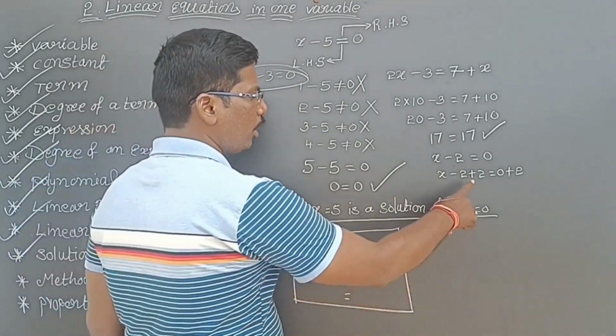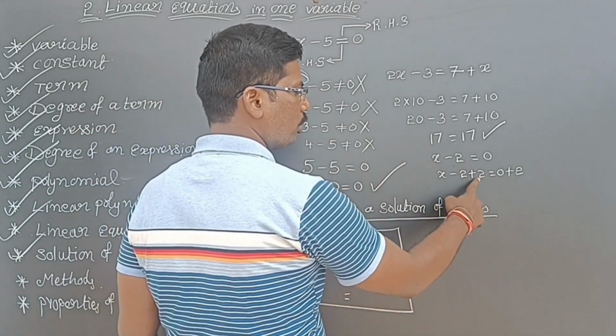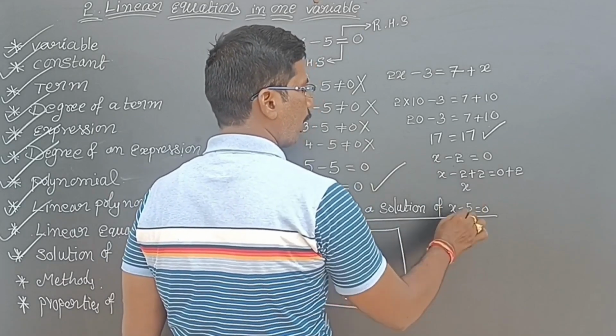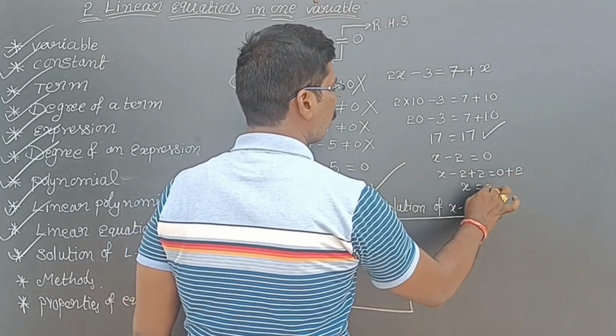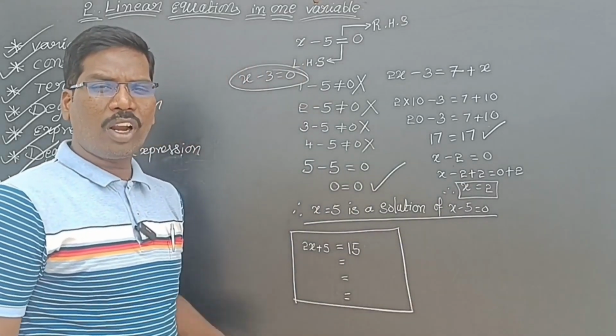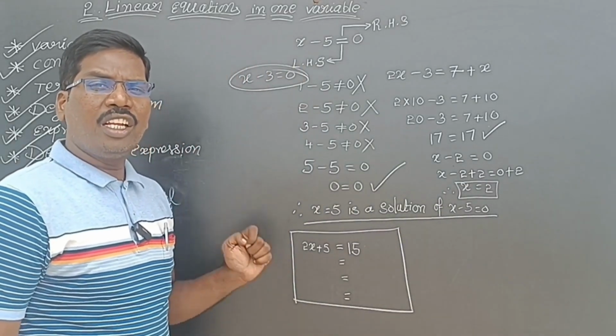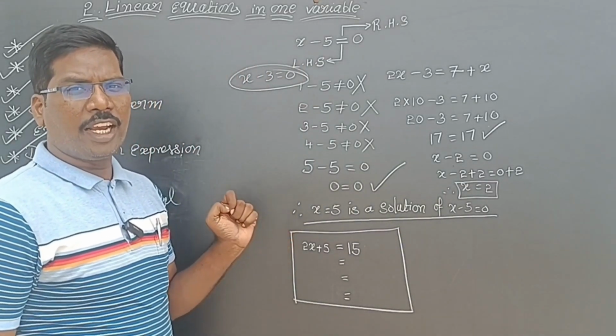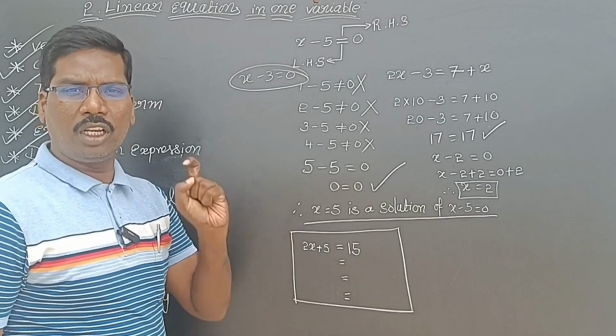Now see here, 2 minus 2 is 0, so what will be there? x. 0 plus 2 is 2. Now I got the answer, x is equal to 2. What method have I used? Adding the same number on both sides. You will get the answer.